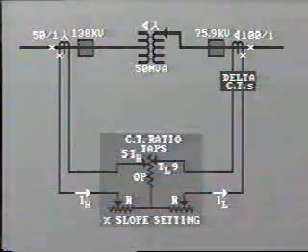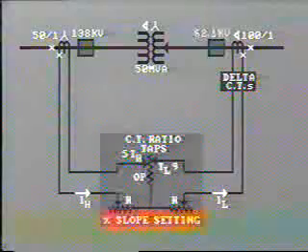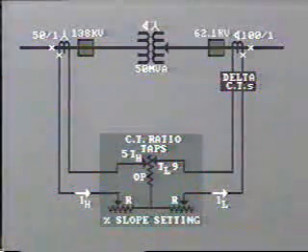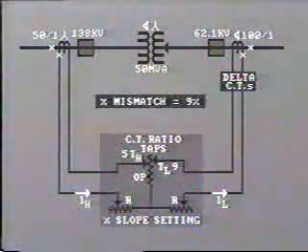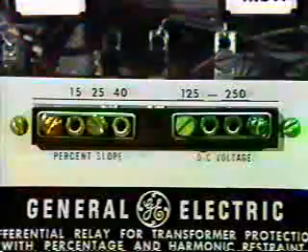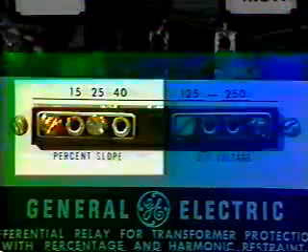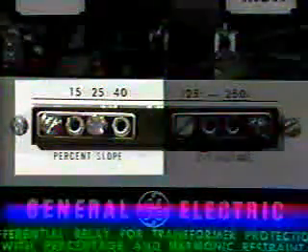Incidentally, if you go through this exercise again for the minimum tap setting, that is a secondary voltage of 62.1 kV, you'll find that the mismatch comes out to 9%. Knowing the range of possible mismatch helps you set the percentage differential, that is, the slope of the relay.